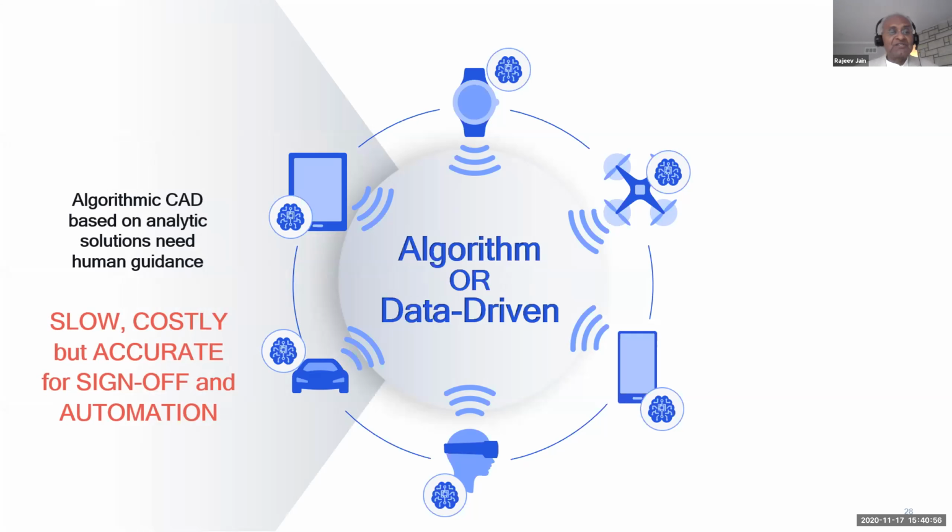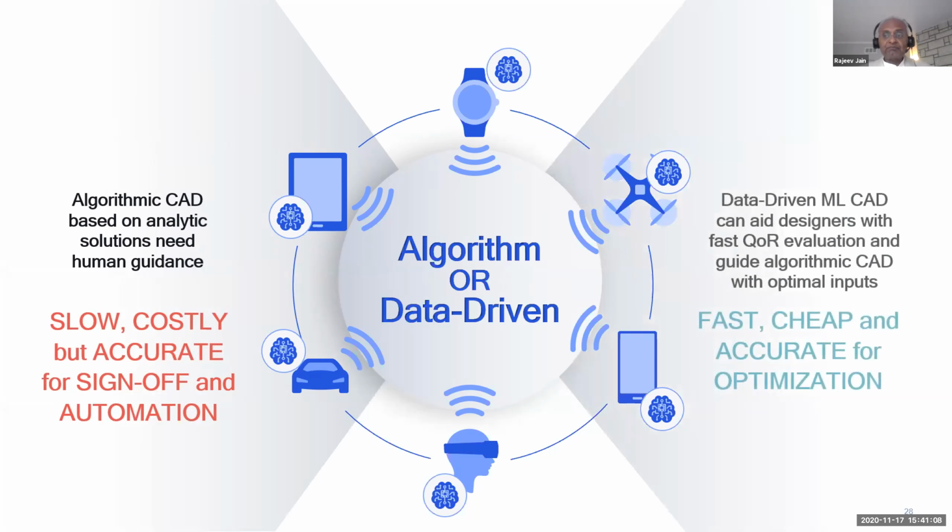And as we've seen, that is the bottleneck and the problem. But the advantage of the algorithmic CAD is it does do a very good job of the automation. And of course, it produces the accuracy that we need for sign-off. The data-driven CAD, through the QR evaluation models, and possibly the evolutionary algorithms like genetic algorithms, can guide the algorithmic CAD to optimize the PPA much faster than we're currently being able to do with countless iterations of the EDA tools.